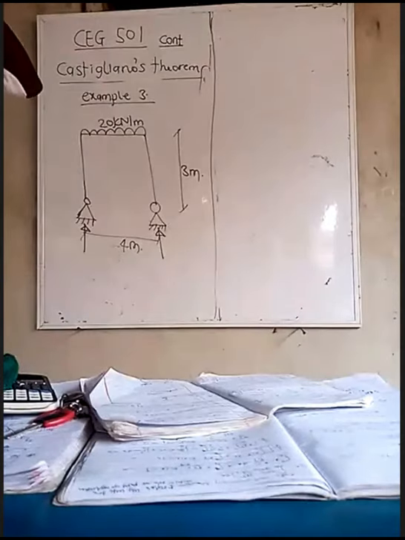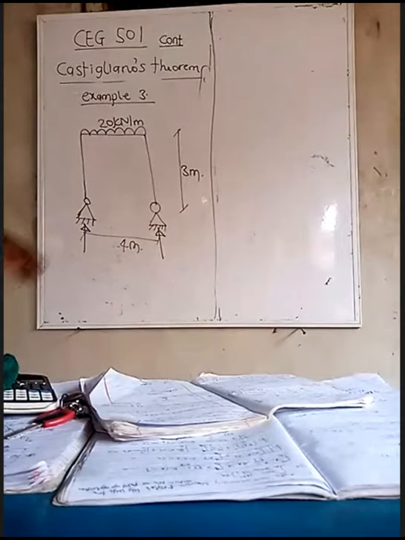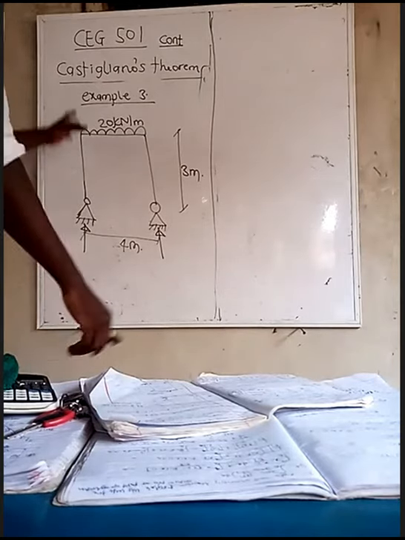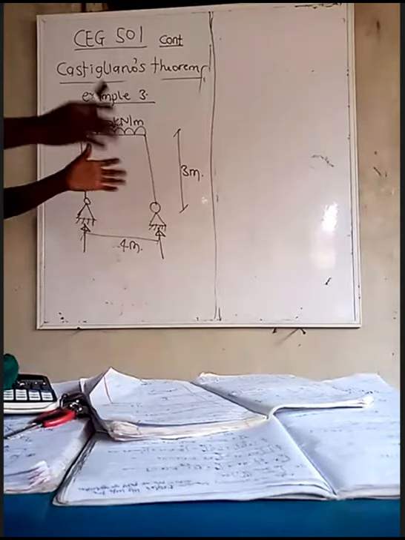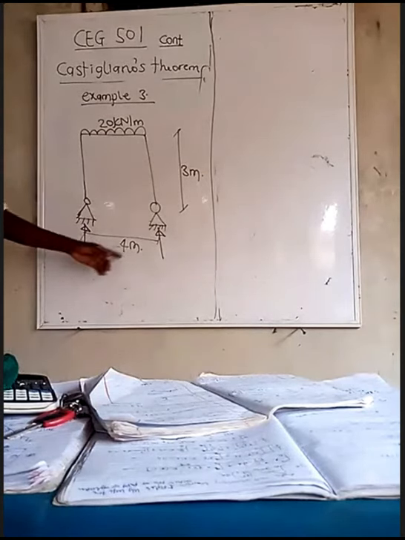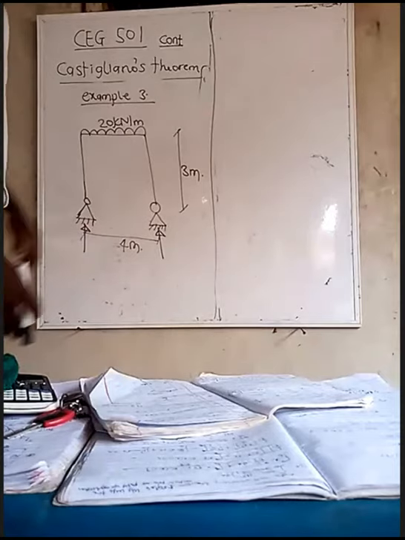And you can just check the year four slide. You will see the condition for symmetry, or asymmetry. So let's move on. This is 4 meters and this is 3 meters.